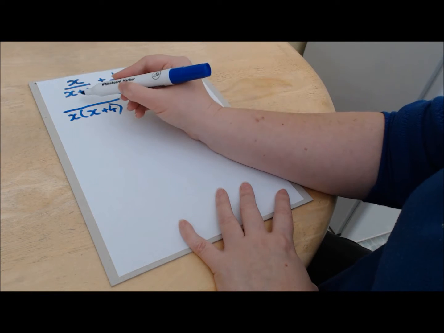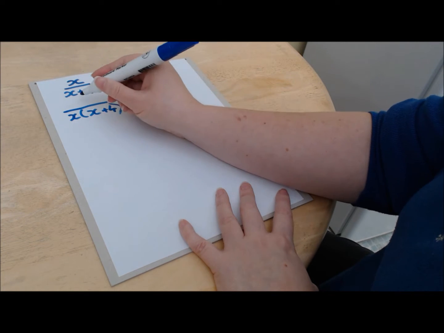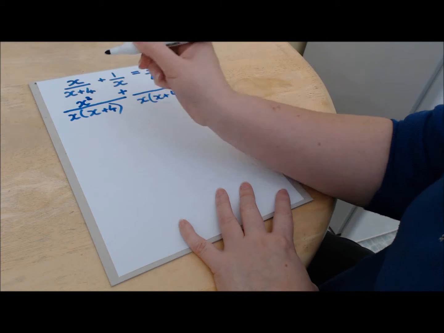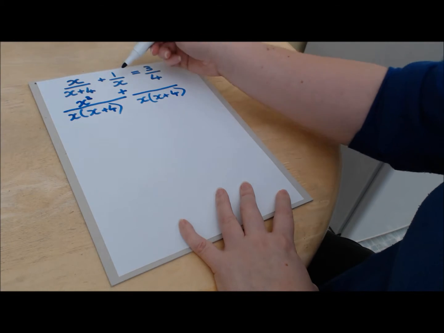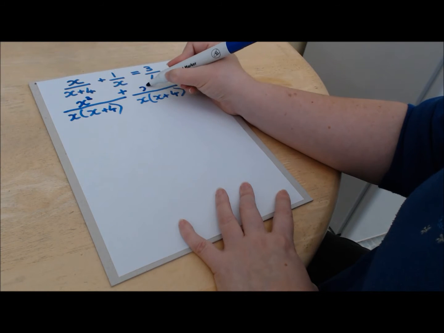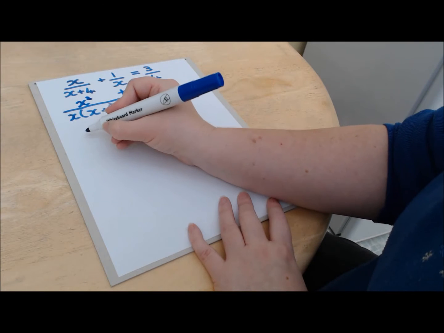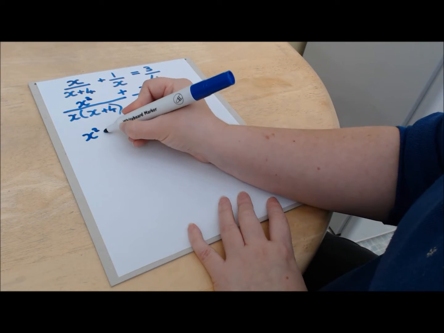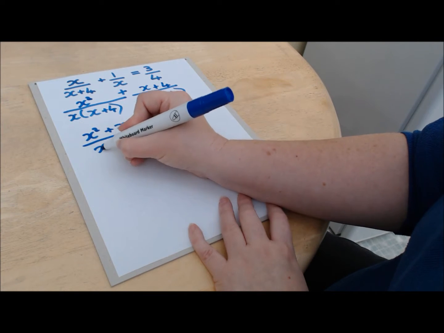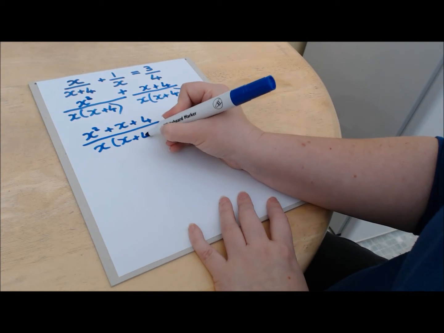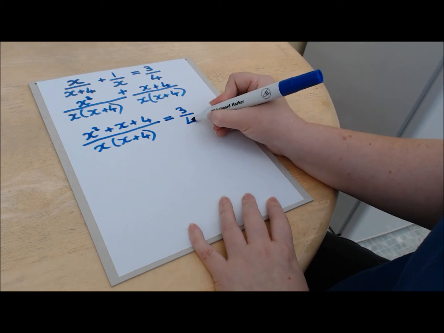So we did x times this to get the bottom, so we do x times x, so that gives us x squared for this one. On this one, we multiplied by x plus 4. 1 times x plus 4 is x plus 4. So we add our tops. We've now got x squared plus x plus 4 all over x plus 4, and that equals the 3/4.